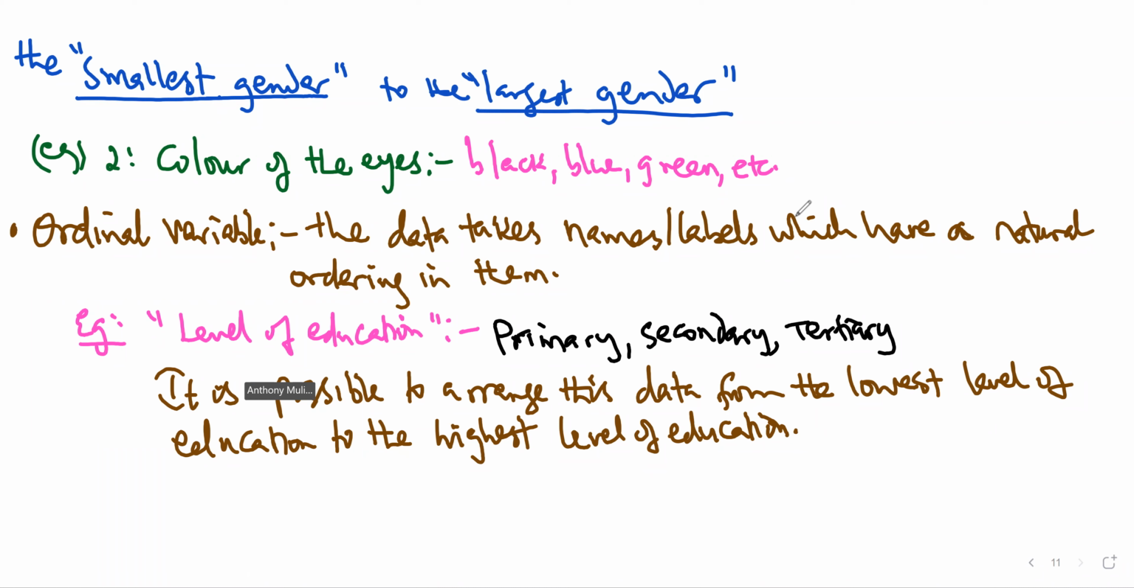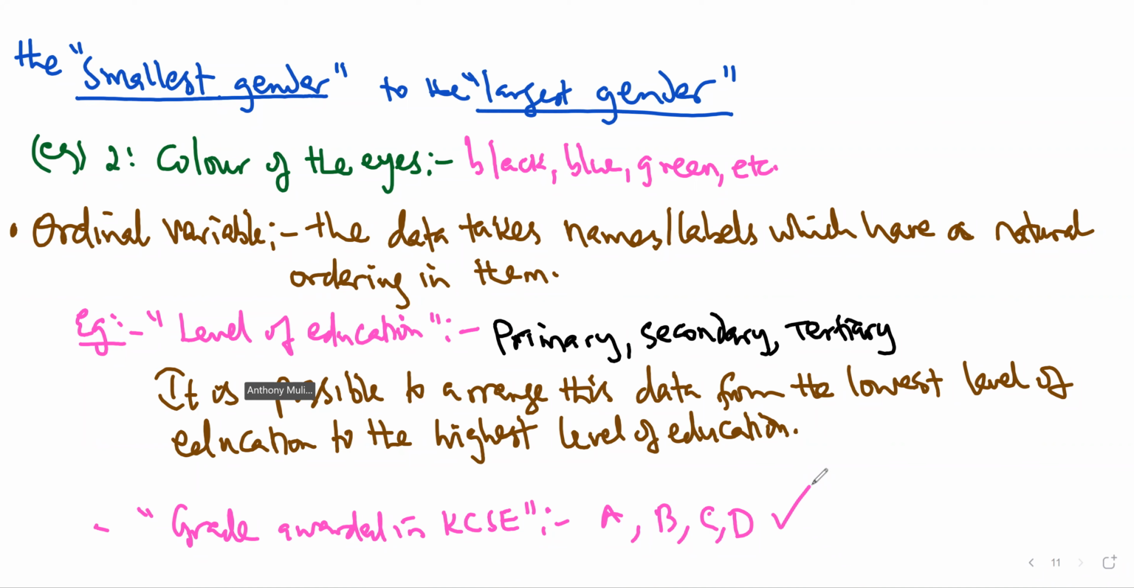Maybe another example still under here would be the grade awarded in KCSE or in a certain exam. Maybe the grades look like this. It's a label, another label like that, another label like that. So it is possible for you to know what's the highest grade, followed by which one, and so on and so forth. So in this case, we would also call this one an ordinal variable.